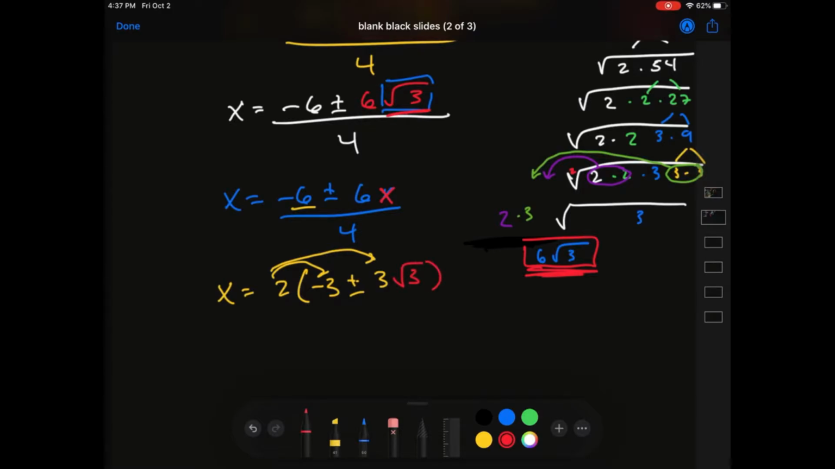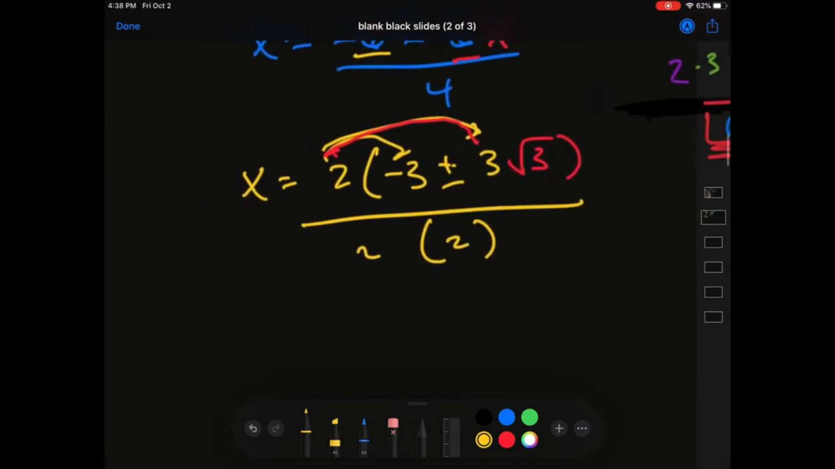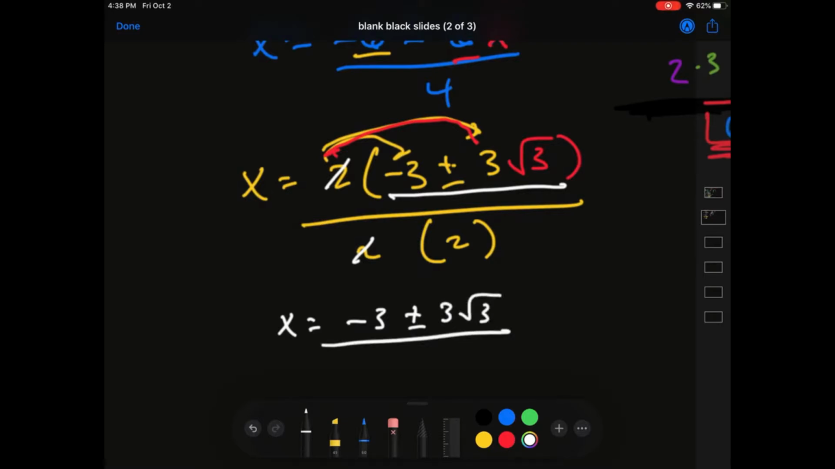Because 2 times 3 would give us that 6, all over 2 times 2. Okay, why did I do that? So I could do all of this. 2 divided by 2 is 1. So you're left with all of that, negative 3 plus or minus 3 radical 3 all over 2.